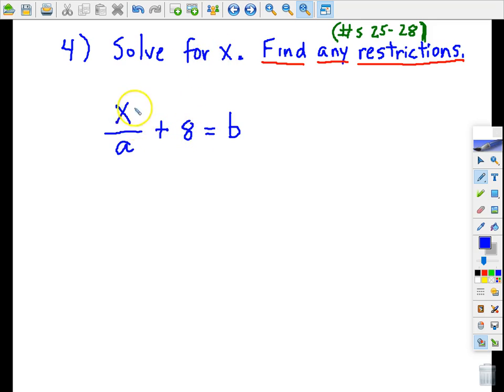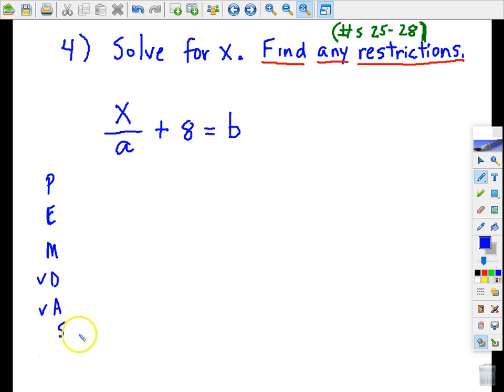There's really 2 operations involved on this left side of the equation. So once again, let's identify the parts of PEMDAS that we see. I see addition and I see division.